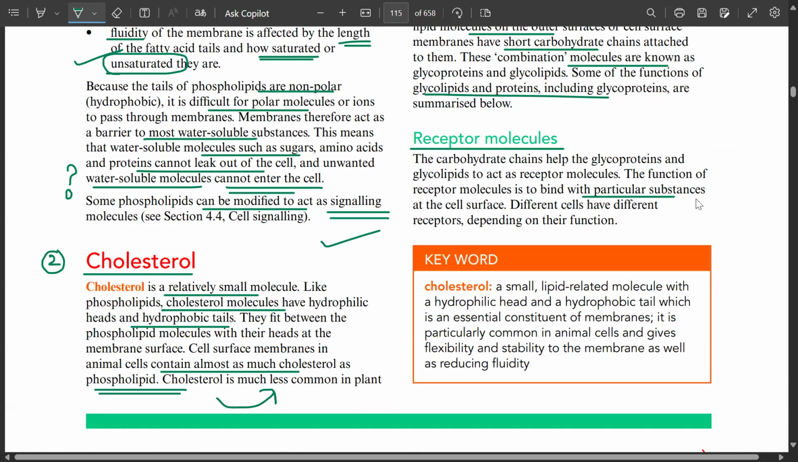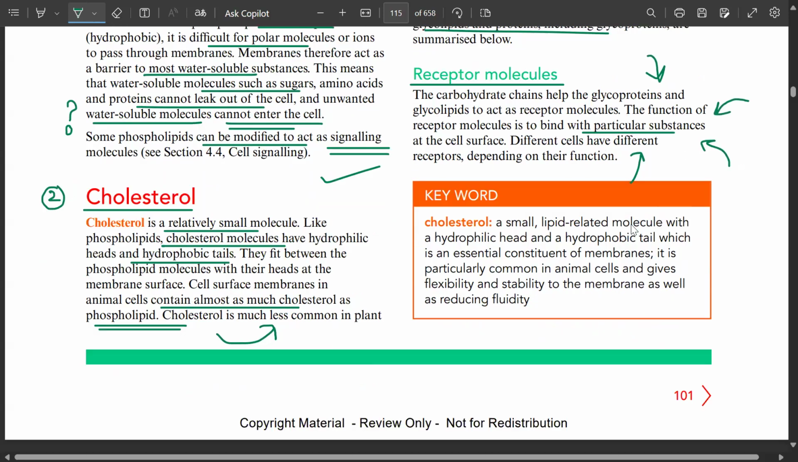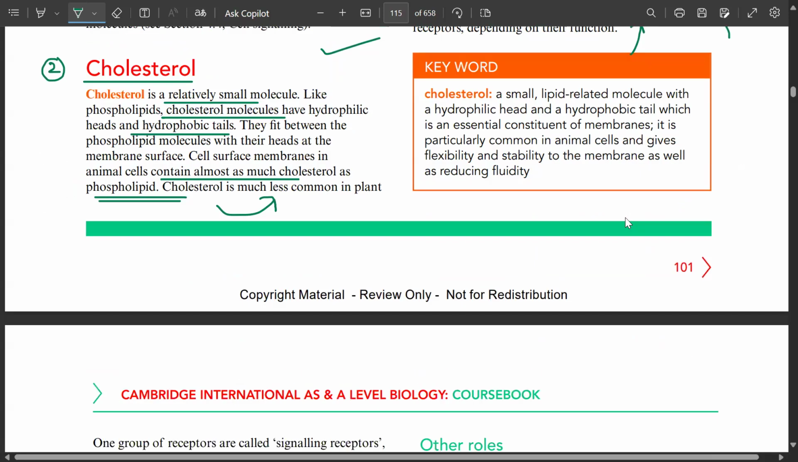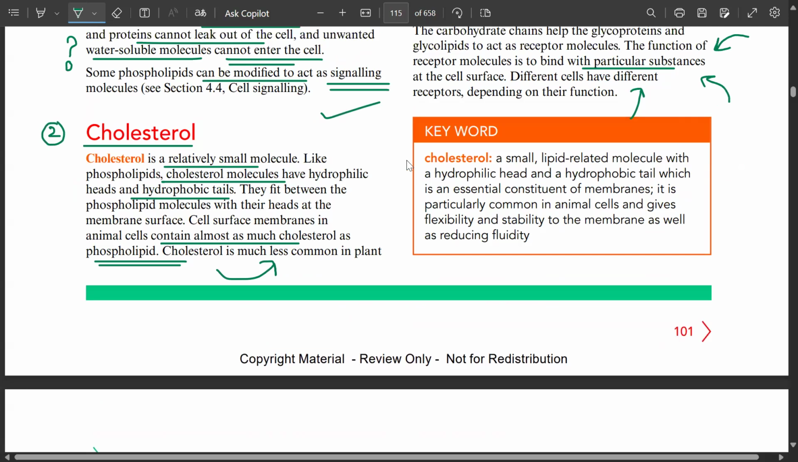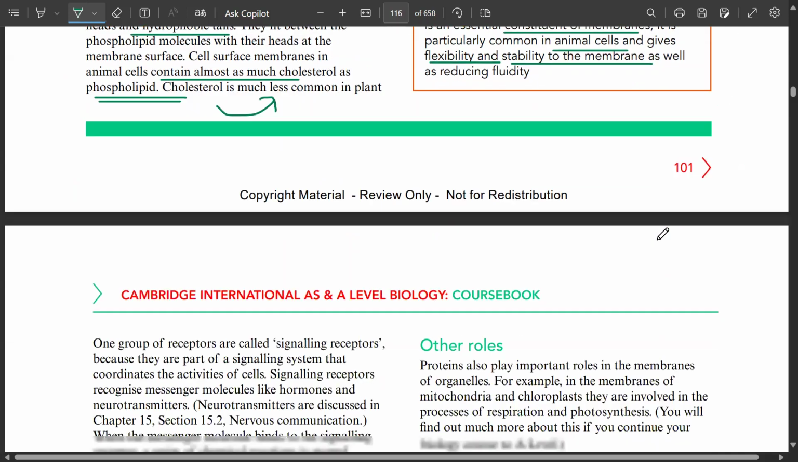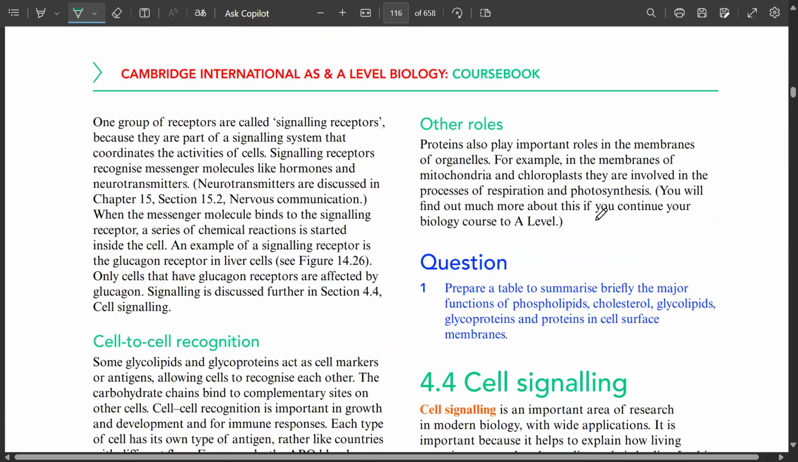They bind with a particular substrate, or any signal that is coming, any hormone or neurotransmitter that is coming. Depending on its function, it acts as a receptor where any particular substrate or substance is going to come and bind. Cholesterol is a small lipid-related molecule with a hydrophilic head and a hydrophobic tail, which is an essential constituent of the membranes, and it is particularly found commonly in animal cells, gives flexibility and stability to the membrane as well as reduces the fluidity.